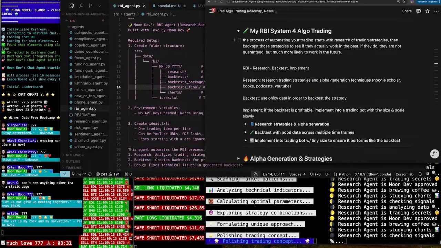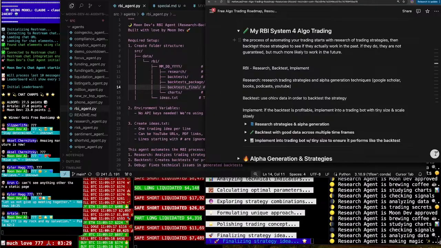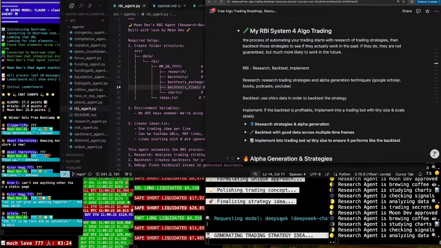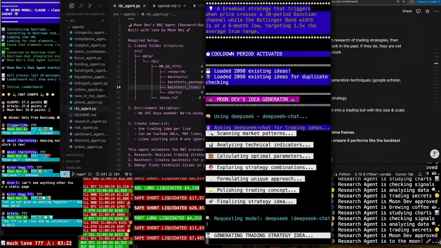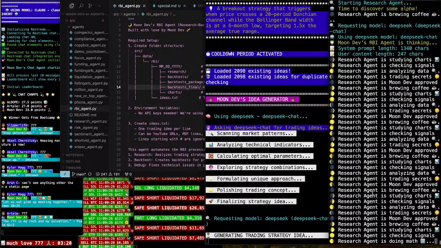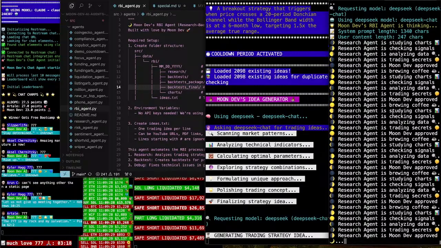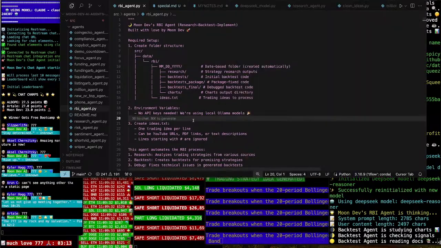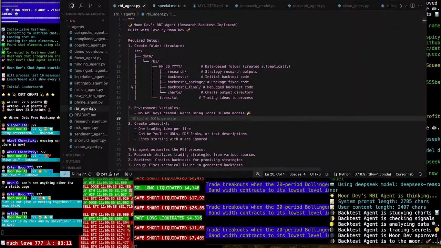Today, you're going to be seeing me build bots, but I have my agents doing the RBI system all day. Why wouldn't I? I'm using DeepSeek, so DeepSeek's pretty much free, dude. You can see the research agent here is looking at one of the ideas. Let me go ahead and show you all the code.